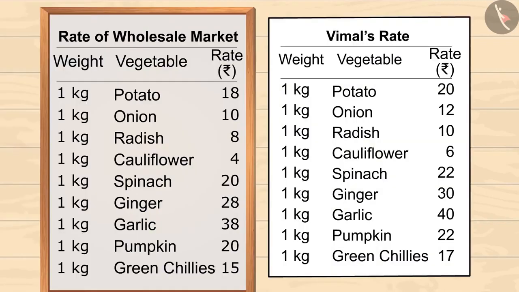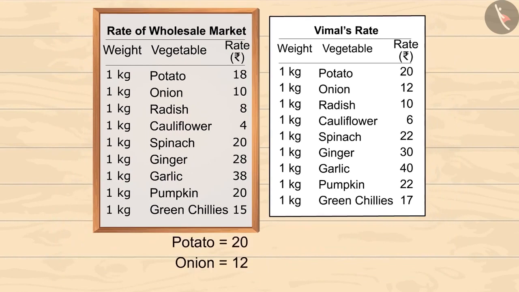Kids, can you tell the difference between the two lists? You can pause the video to find out the difference. For example, look at the prices of potato and onion. Yes, Vimal has increased the prices of all the vegetables by 2 rupees. This extra money is Vimal's daily earnings.